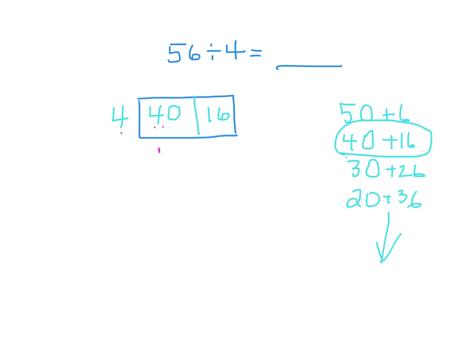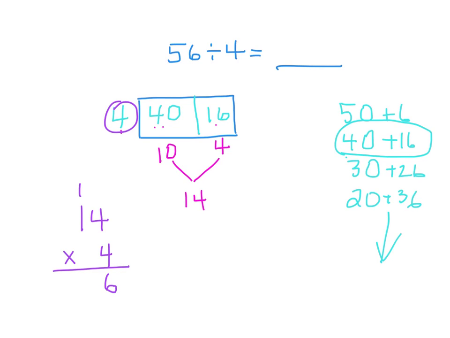40 divided by 4 is 10. 16 divided by 4 is 4. I have my partial quotients, which I then add together. I get 14. Check my work by taking that quotient, 14, multiplying it by the number I divided by, 4. 4 times 4 is 16. 1 goes up, 6 goes down. 4 times 1 is 4, plus 1 more is 5. I get 56, which is the dividend I started with. So my answer 14 must be correct.